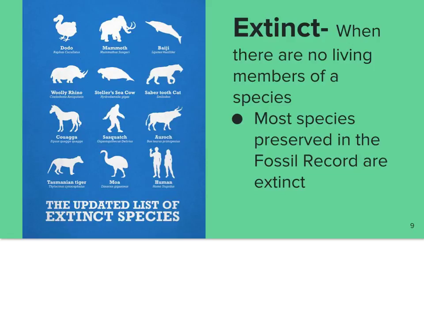Almost all of the species preserved as fossils are now extinct. A species becomes extinct if no members of that species are still alive. Most of what scientists know about extinct species is based on the fossil record. In the picture to the left, you can see some of the species that have been discovered and that we believe are extinct.